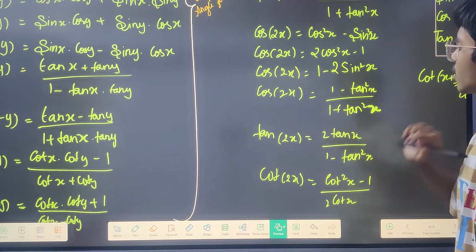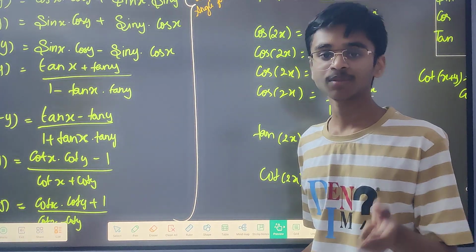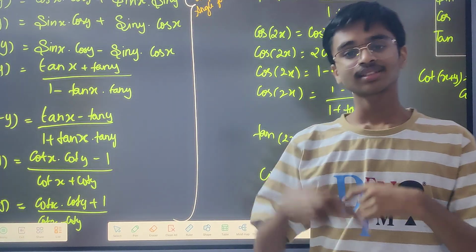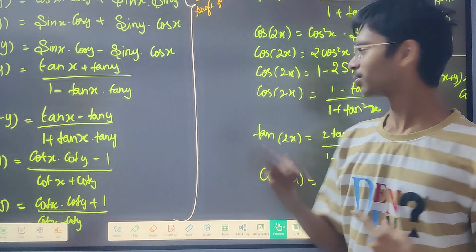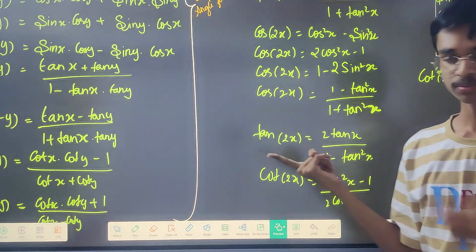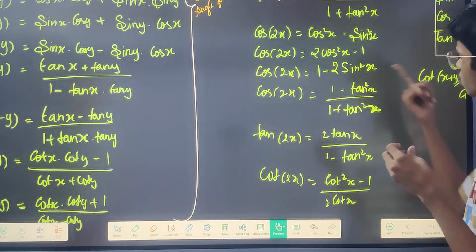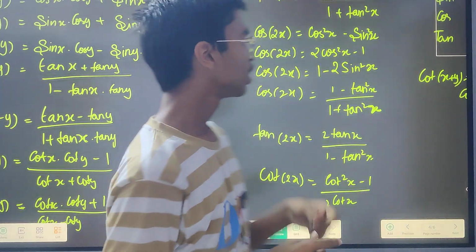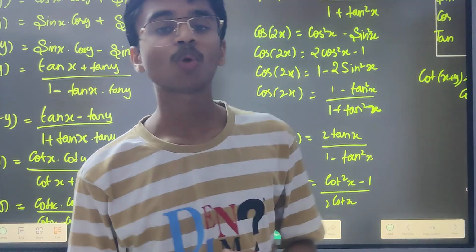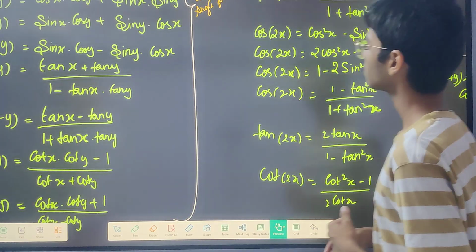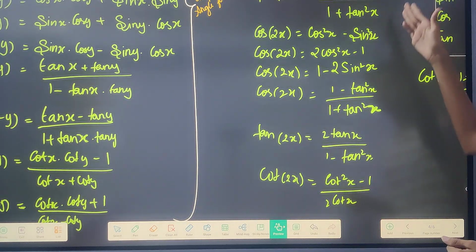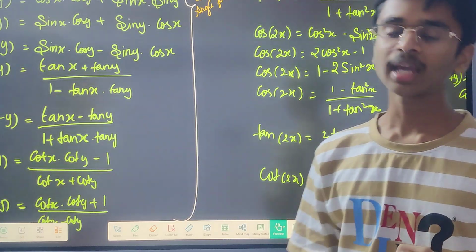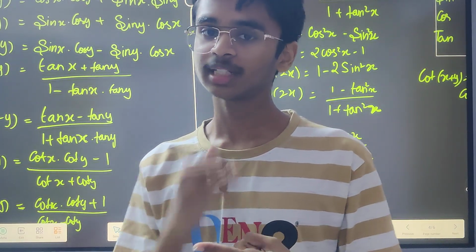Another formula we also have: in place of cos square x, you can substitute the sine formula. Then it will be 1 minus 2 sin square x. Then you also have another formula in terms of tan: cos 2x is equal to (1 minus tan square x) divided by (1 plus tan square x). So there are totally 4 different formulas for cos 2x: in terms of cos, in terms of sine, in terms of tan, and in terms of cos and sine.